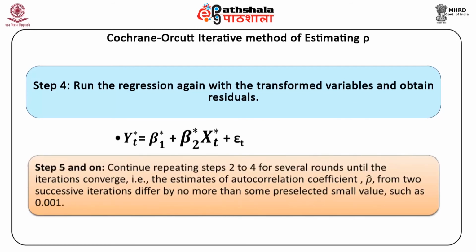Step 5 and so on. Continue repeating steps 2 to 4 for several rounds until the iterations converge, which means the estimates of the autocorrelation coefficient rho hat from two successive iterations differ by no more than some pre-selected small value such as 0.001.